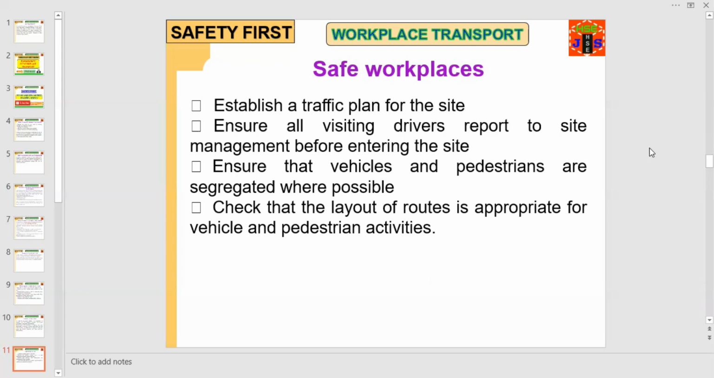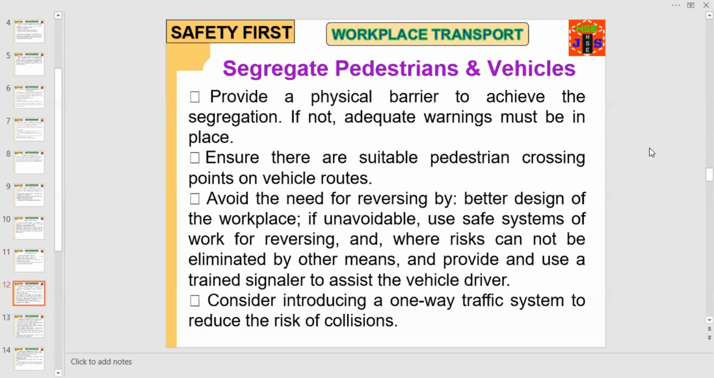Ensure that vehicles and pedestrians are segregated where possible, and check that the layout of routes is appropriate for vehicle and pedestrian activities. As discussed, if we provide separate passage for pedestrians and a separate route for vehicles, we can minimize the chances of transport accidents to a greater extent.